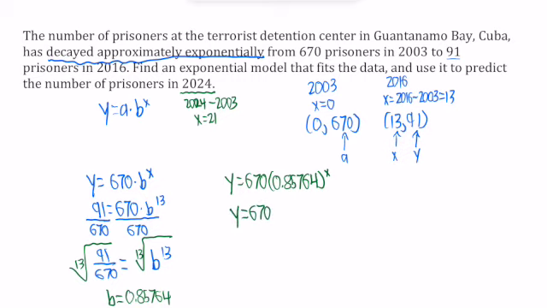So we have y equals 670 times 0.85764 raised to the 21. So let's try this. 670 times 0.85764 raised to the 21. Here, again, we need to round it off to the nearest whole number. You can't have a decimal number of people. So we would round this off to 27 prisoners in the year 2024.